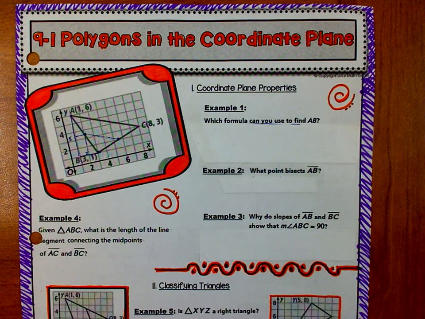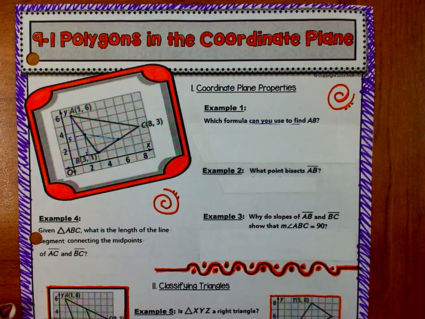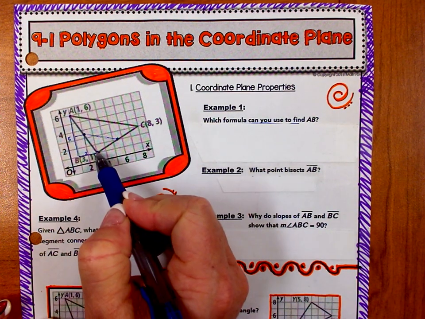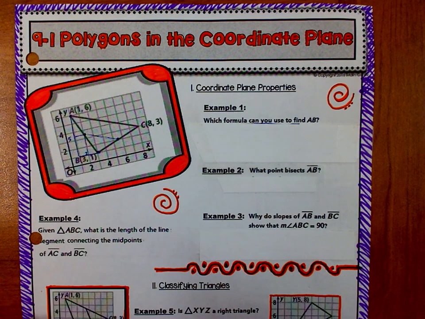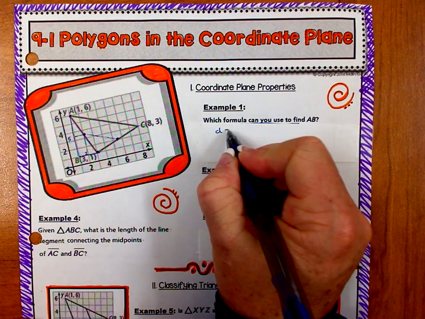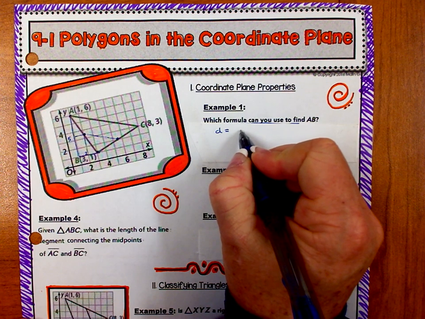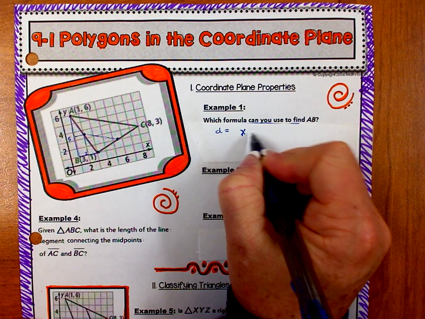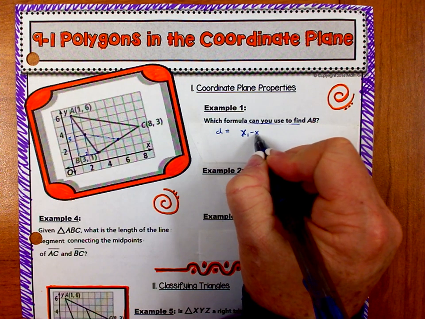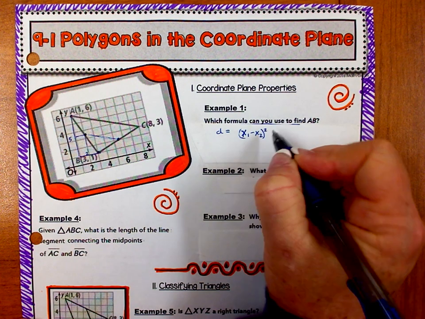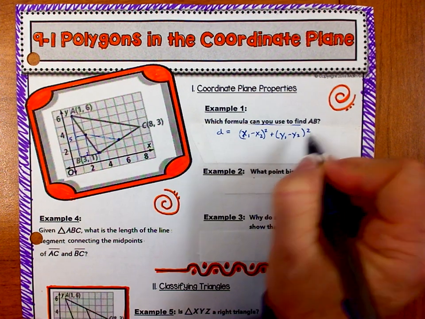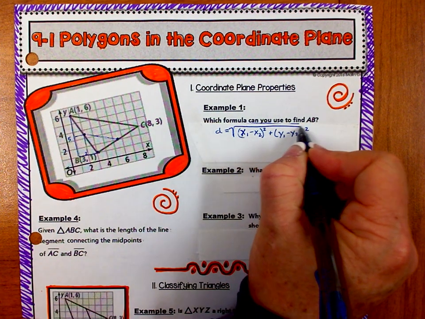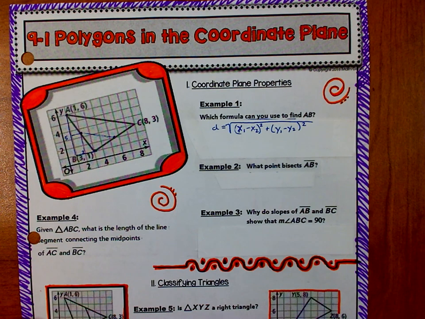Take example 1 for instance. They are asking for the distance between 2 points, right here and right here. The distance formula is cumbersome, but it always works. So we can say distance equals the square root of, let's make that x1 minus x2 squared plus y1 minus y2 squared, and then we want the square root of the whole thing.